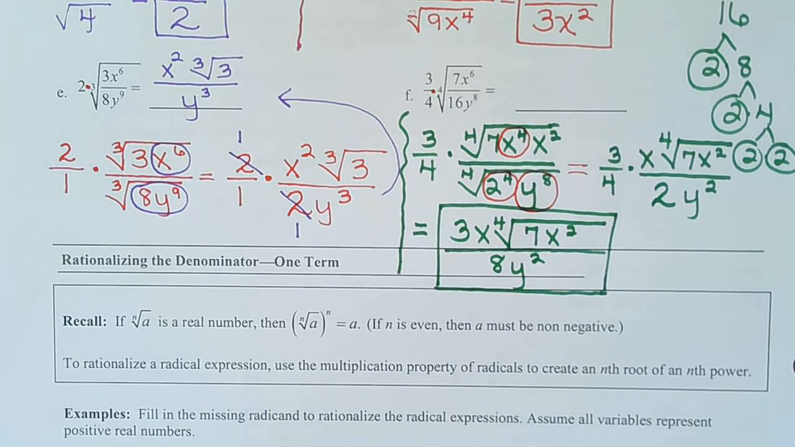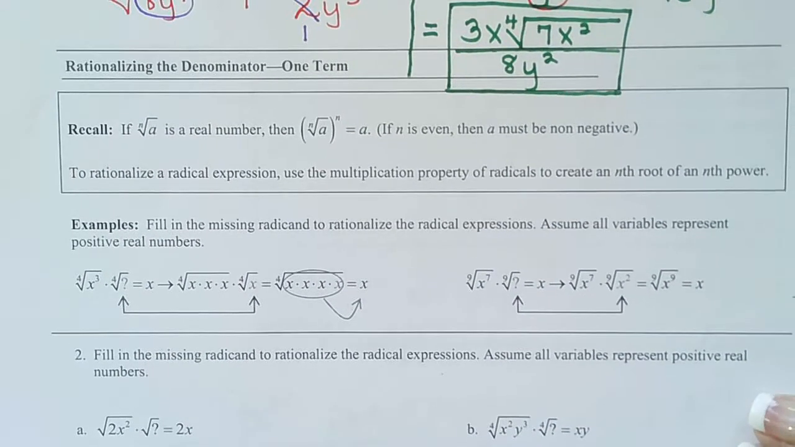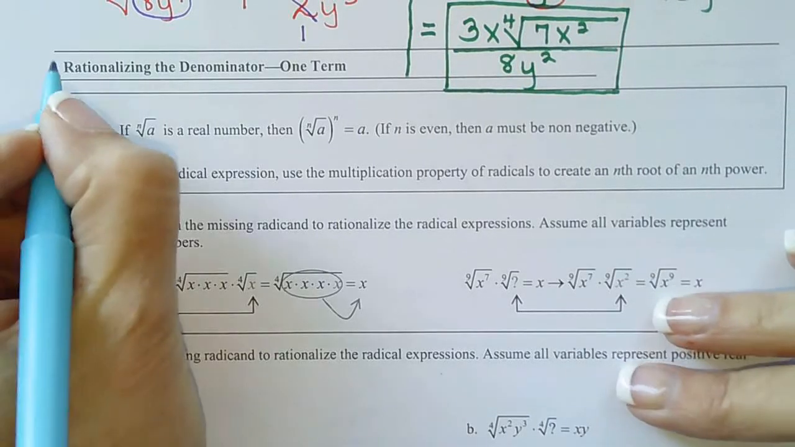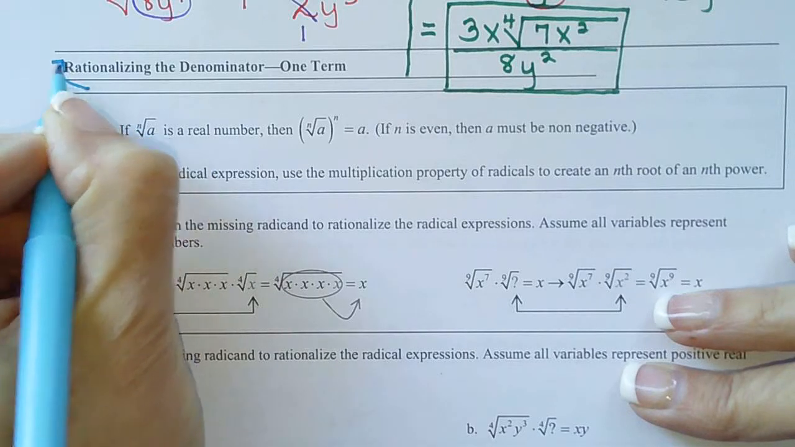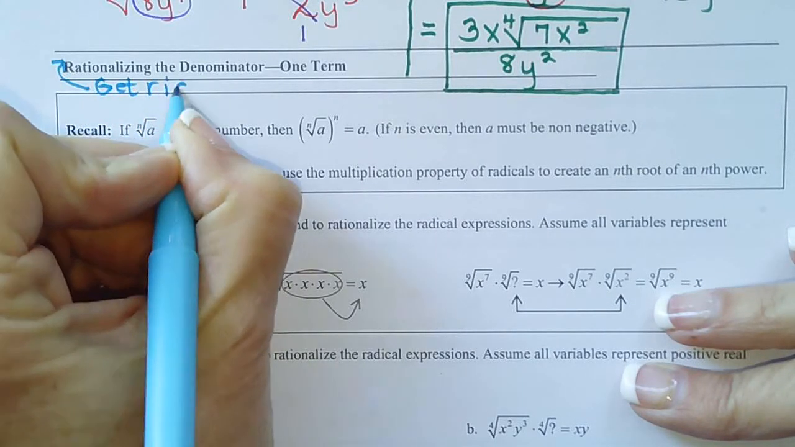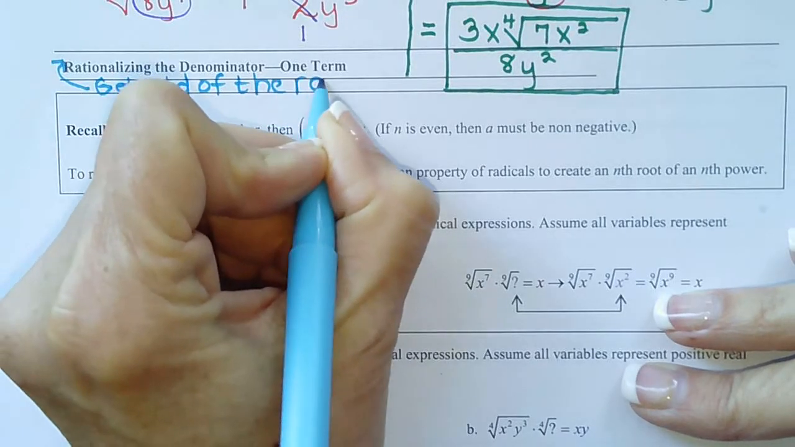Okay, let's go ahead and go on to the next part of this lesson. Rationalizing the denominator. So what that means is we're trying to get rid of the radical in the denominator. So get rid of the radical in the denominator.